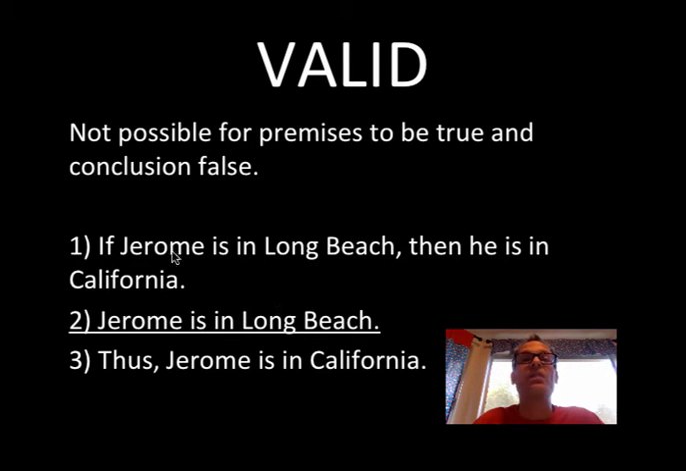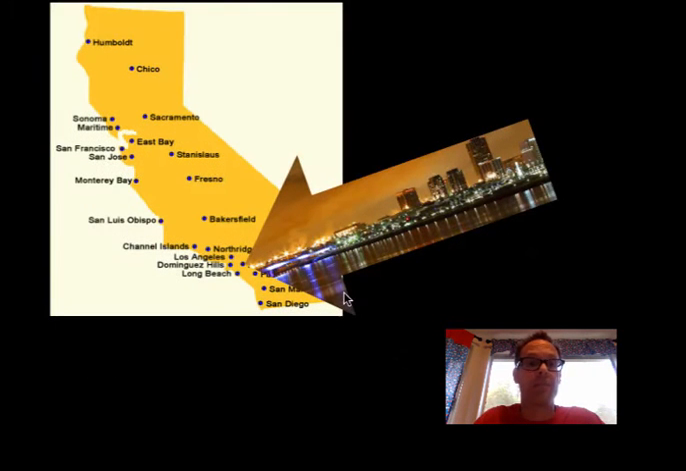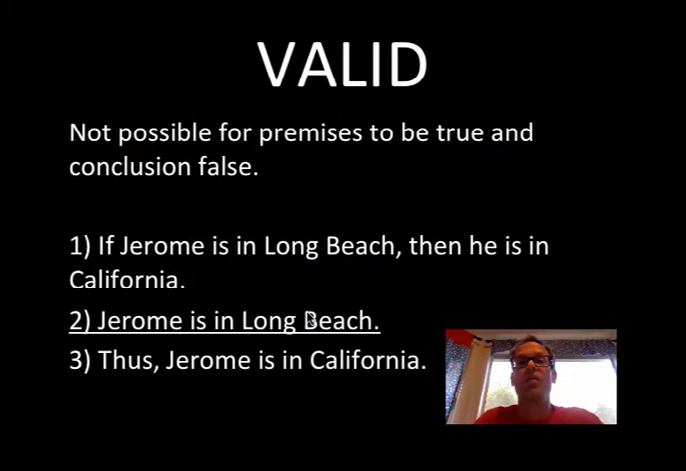So let me give you an example of a valid argument. If Jerome is in Long Beach, then he is in California. Jerome is in Long Beach, thus Jerome is in California. So this is Long Beach, this is California. If Jerome is here, then he has to be inside of California, right? It is a total necessity. There's no other way it can be true, in which case that would be a valid argument, right? Because 1 and 2 guarantee 3 is true.